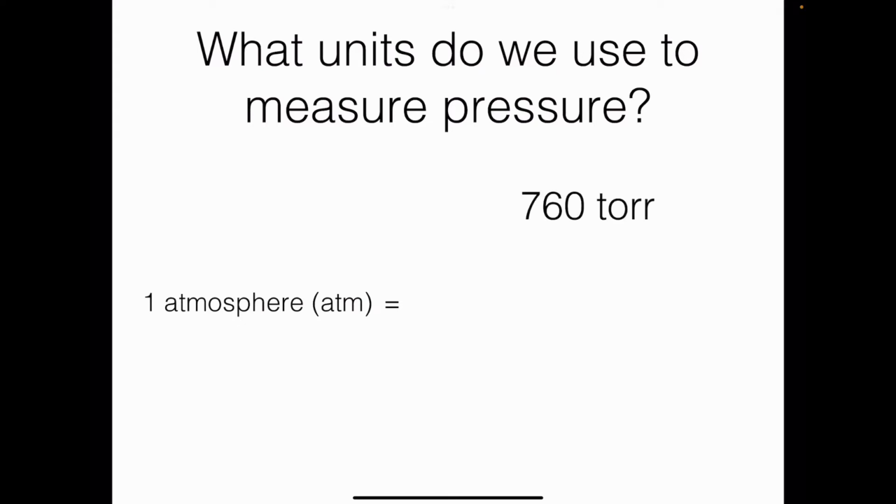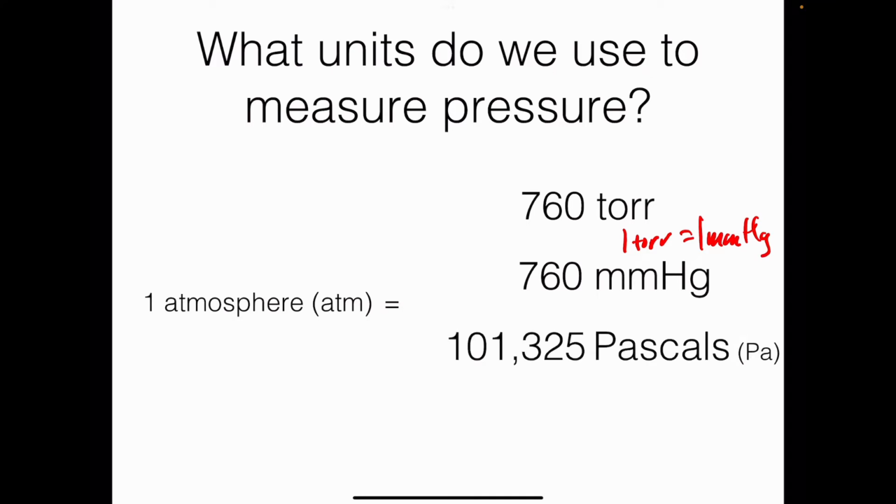1 atmosphere is equal to 760 torr, or 760 millimeters of mercury. Now, this relationship tells us that 1 torr is equal to 1 millimeter of mercury. It is also equal to 101,325 pascals, or 14.69 psi.